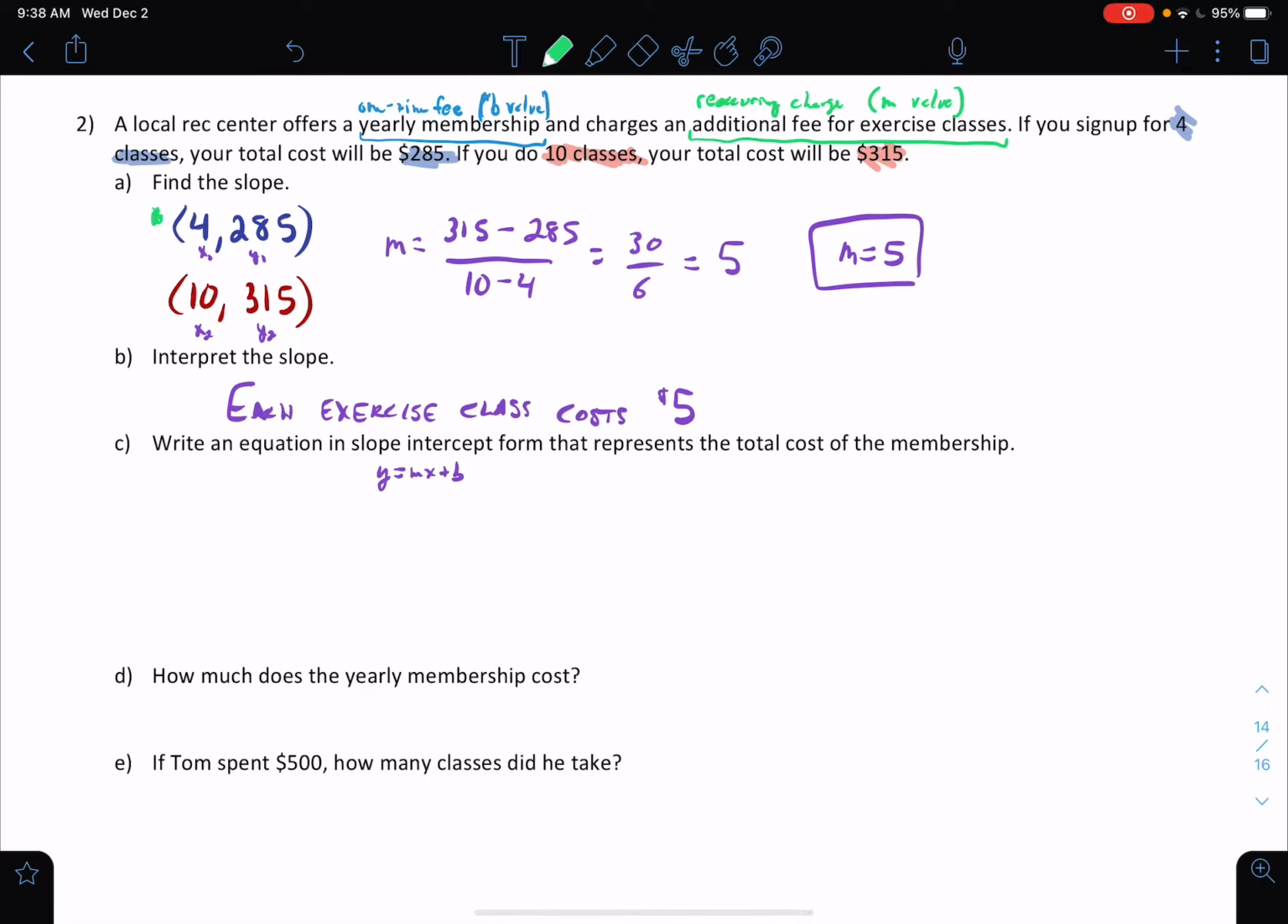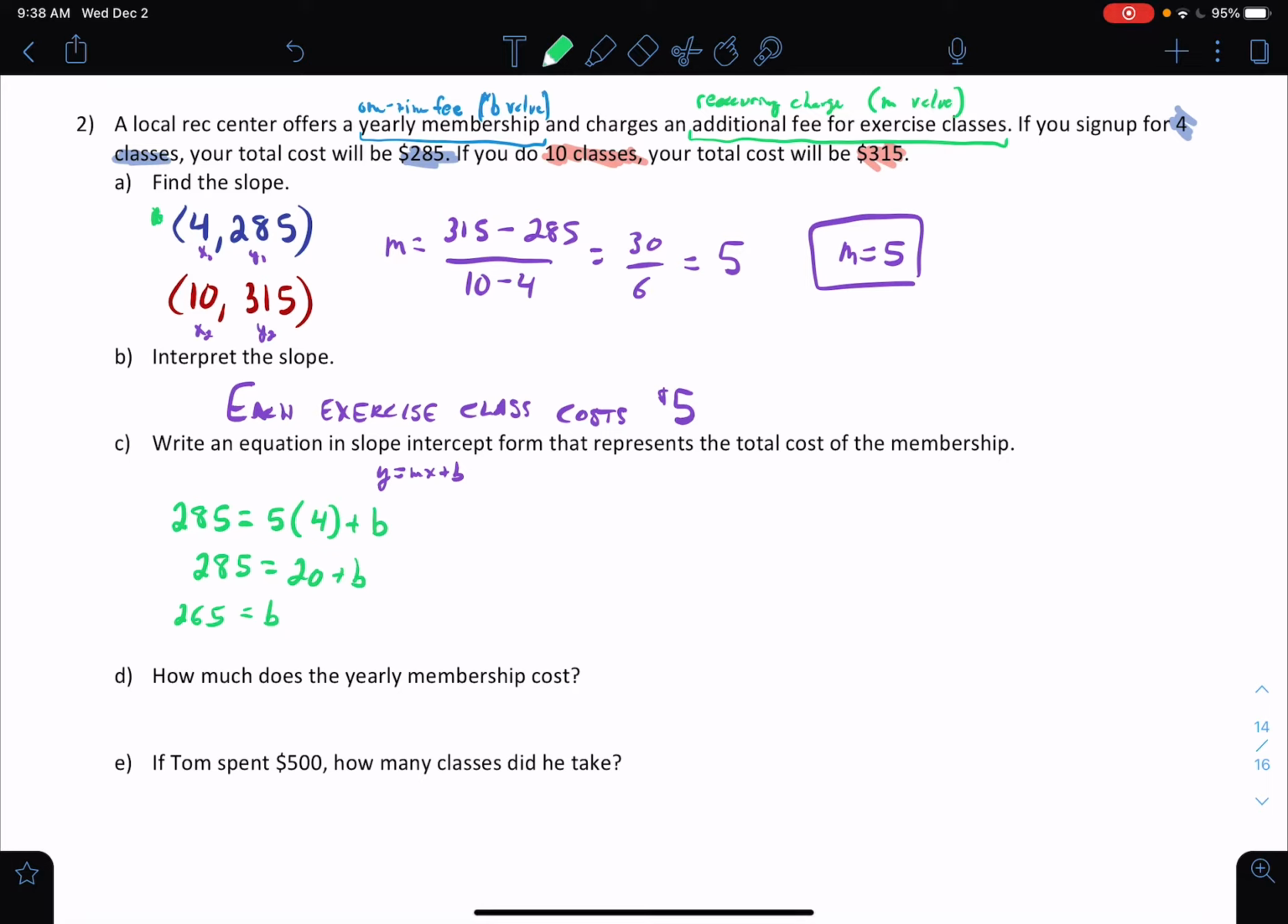I'm going to use this first point. Again, it does not matter which one you choose. You're going to get the same answer. So what am I plugging in for y? I plug in 285. What do I plug in for my slope? I plug in 5. What do I plug in for my x value? I plug in 4. What do I plug in for b? I don't know. That's what we're trying to solve for. So if I solve this, I get 285 equals 20 plus b. Subtract 20 from both sides, so b is going to equal 265.